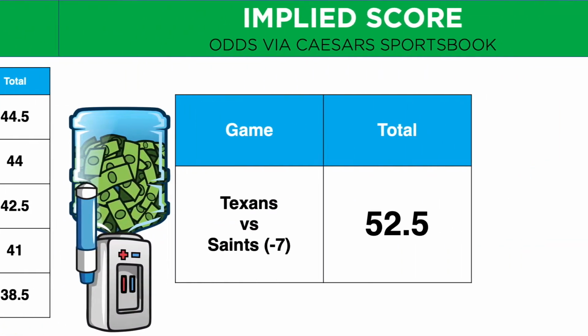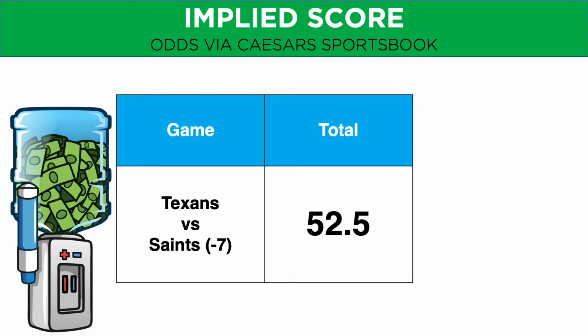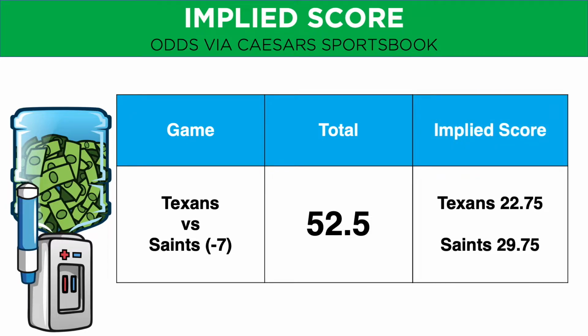Let's look at the Texans at Saints. The total is 52.5. I love the over, and this is actually my best bet of the week. Make sure to check out our videos each week giving you our picks. But to find out the implied score, we know the total is going to be 52.5, and the Saints are favored by 7. So the book's telling us the implied score is 22.75 to 29.75.